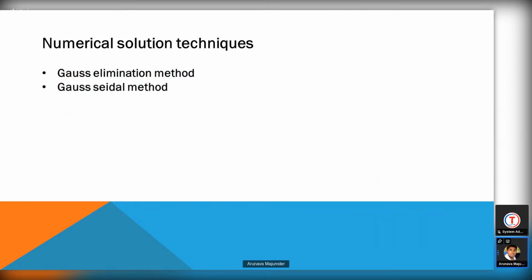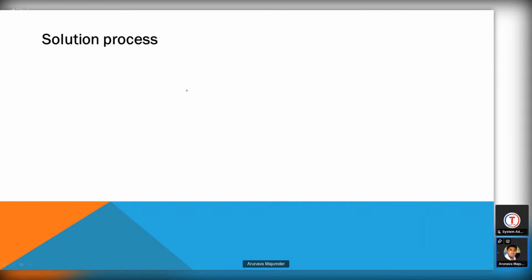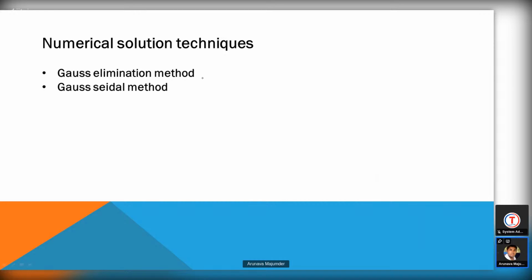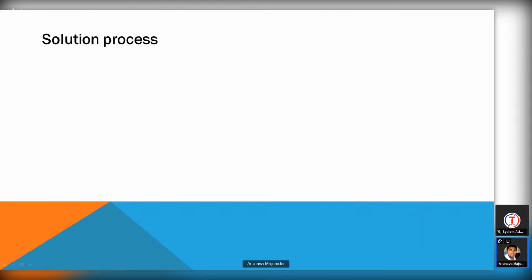numerical techniques. I told you that we will study only numerical techniques to solve these kinds of systems. There are generally two very popular methods: the first one is Gauss elimination and the second one is Gauss Seidel method. Here we will talk about a solution process based on the Gauss elimination method. Gauss elimination.